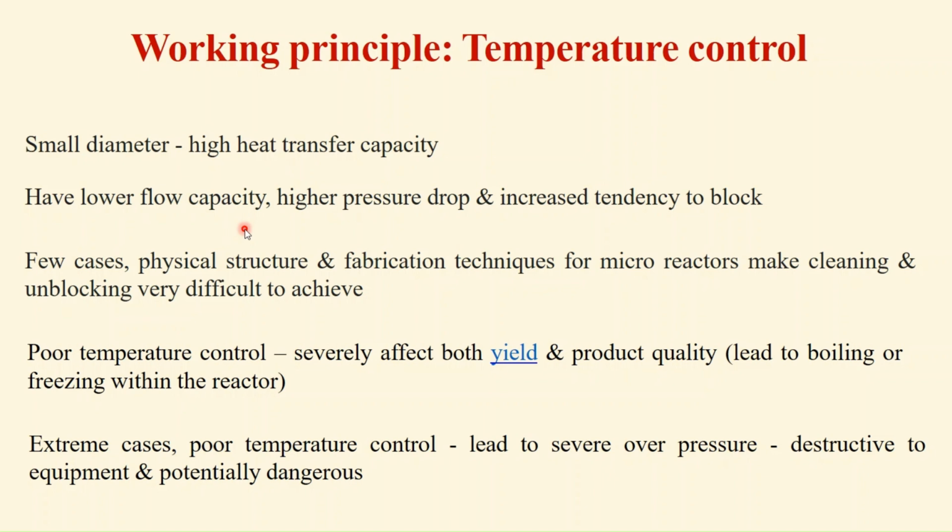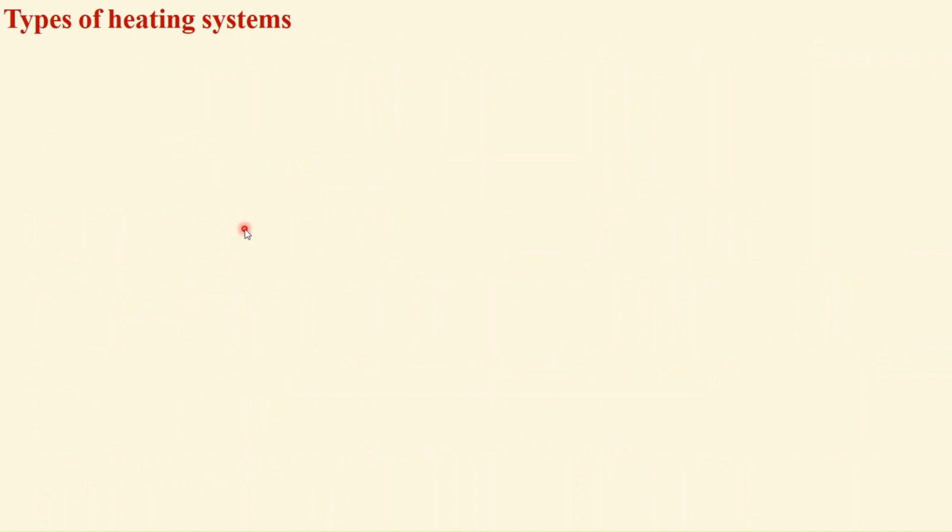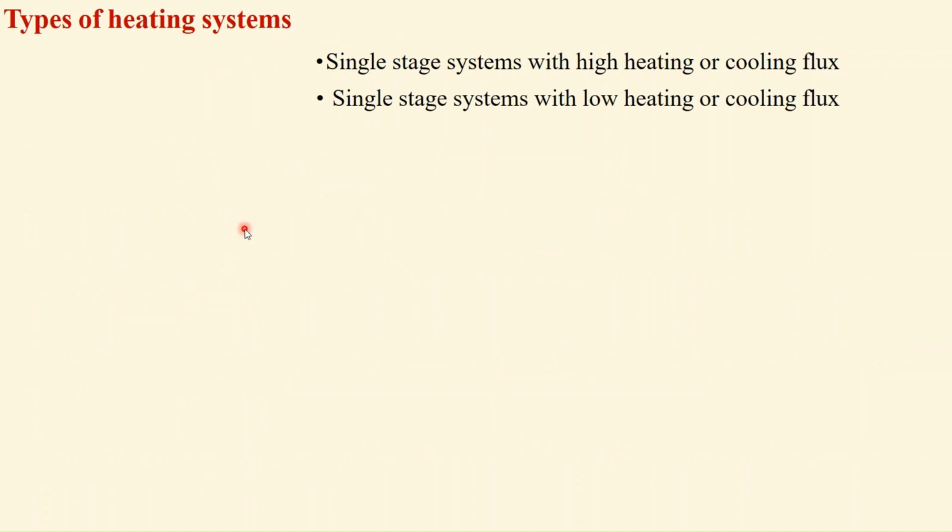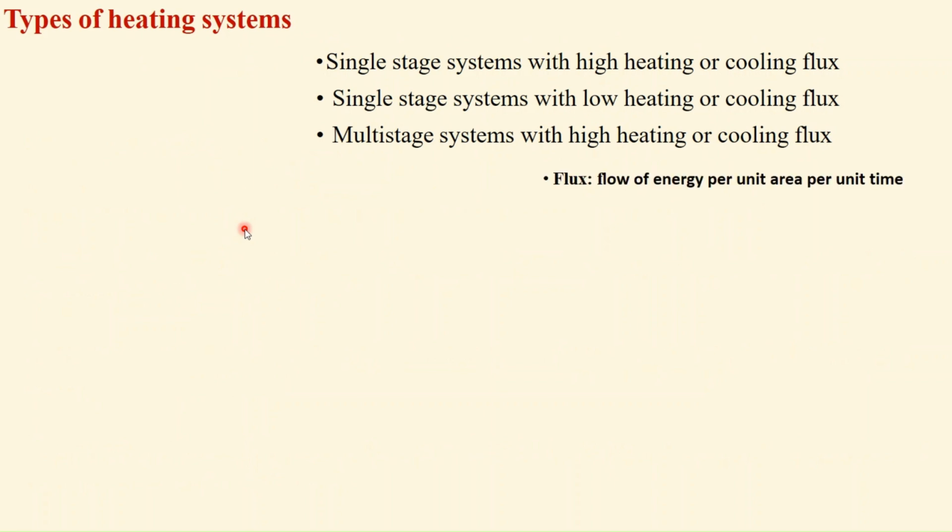This is achieved by efficient heating systems. Three types of systems are used: single stage system with high heating or cooling flux, single stage system with low heating or cooling flux. In this single stage system, it has one compressor and one type of coolant, and the single system heats or cools the total reactor. The other variety is the multi-stage system with high heating or cooling flux. It has multiple stages, two preferably, and the distribution of temperature will be more efficient. The flux is the flow of energy per unit area per unit time.